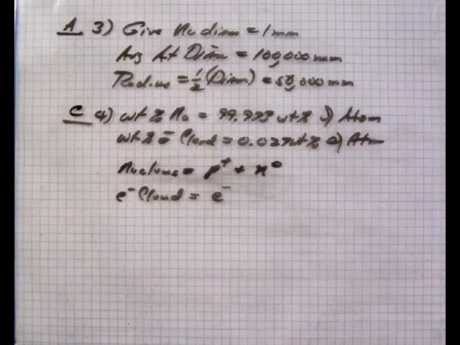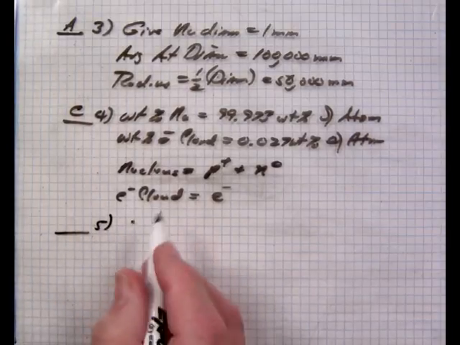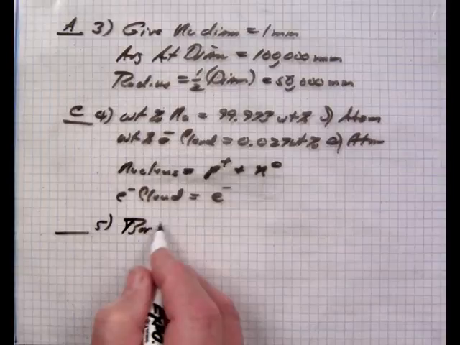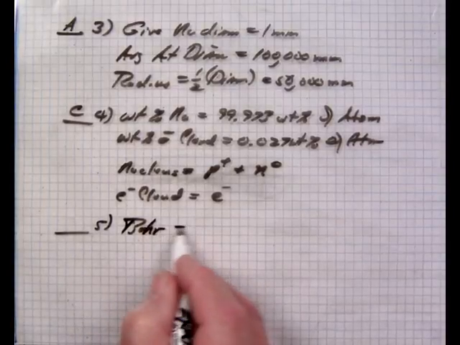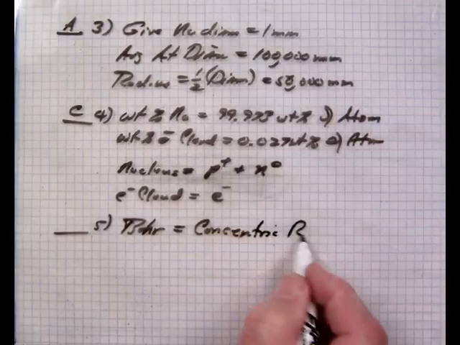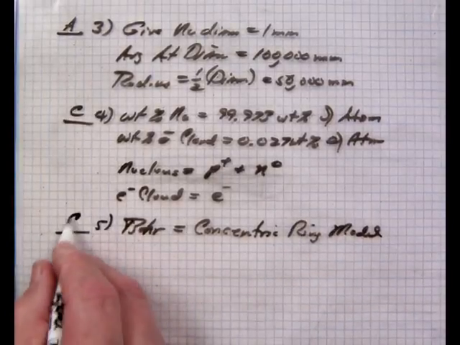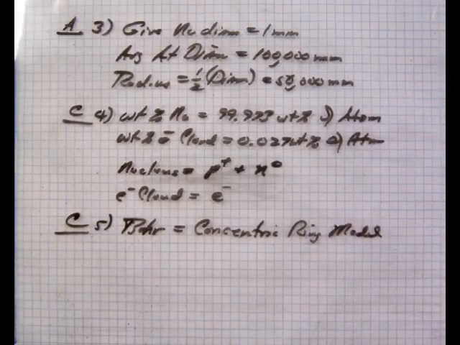Stop me if you need to. Which of the following scientists was credited with the discovery of the concentric ring model? And that was Bohr. That's what we talked about last time. So C choice in that one. So I hope everybody made 100 on that one.